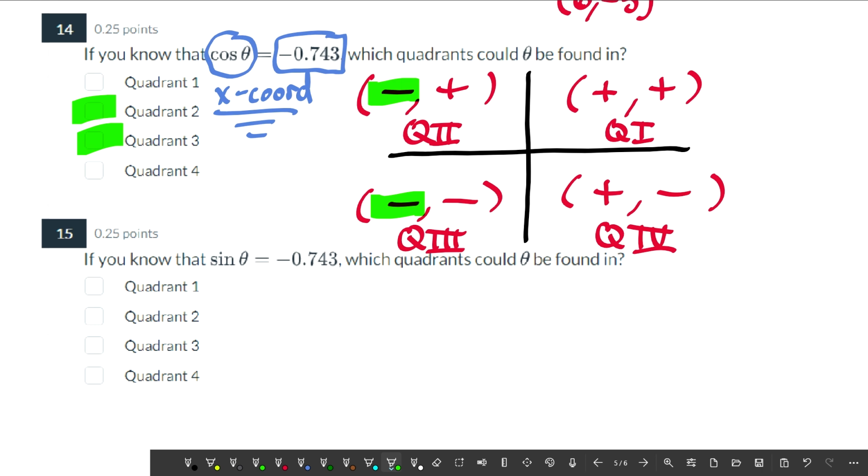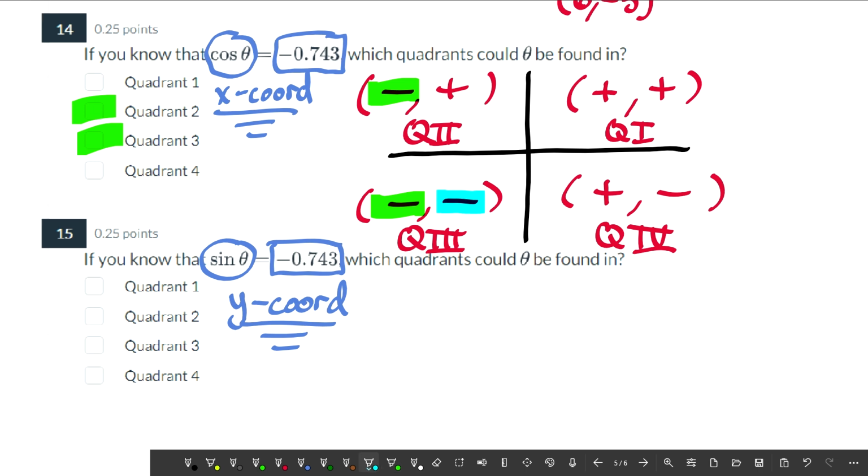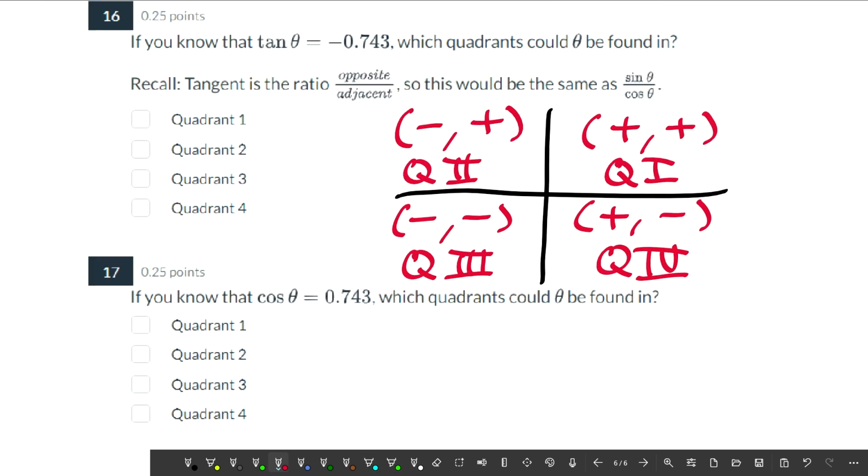Now, with my same drawing, I can look at the next question and see how it says that sine equals a negative, right? This is a negative value, and this is sine. So just remember that sine is the y-coordinate. So where are my y-coordinates negative? That would be quadrant 3 and 4. Okay, got my quadrant set up again.